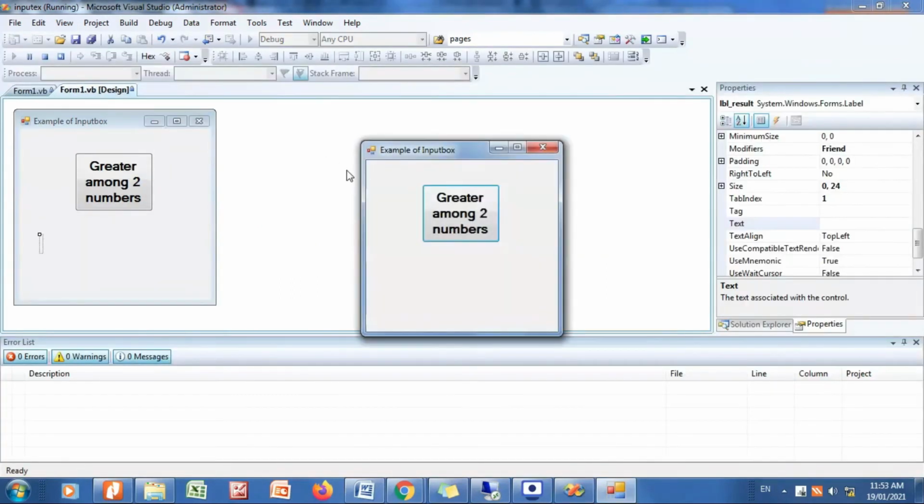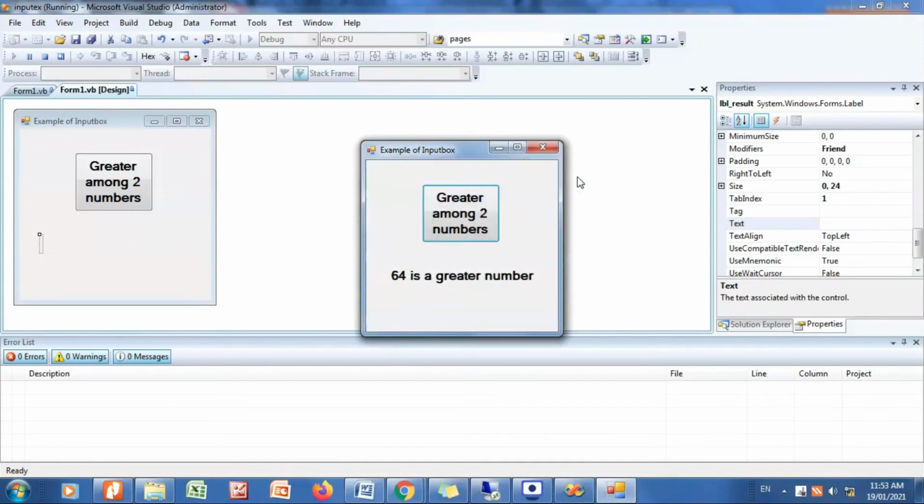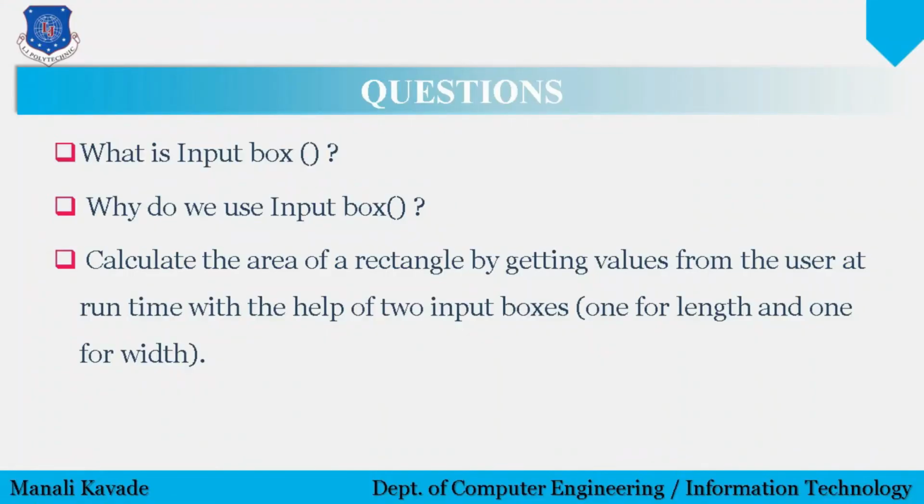Now let's see the output of this code. So I am clicking on the button and you can see it displays the dialog box. I am entering the two numbers, and whenever I click on the OK button, it displays the number which is greater as output.